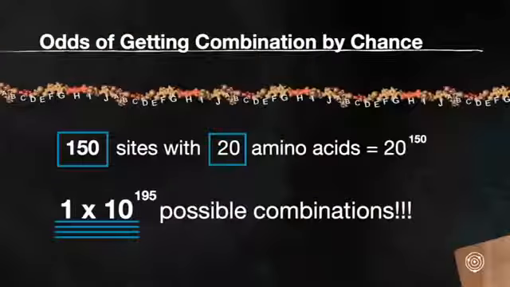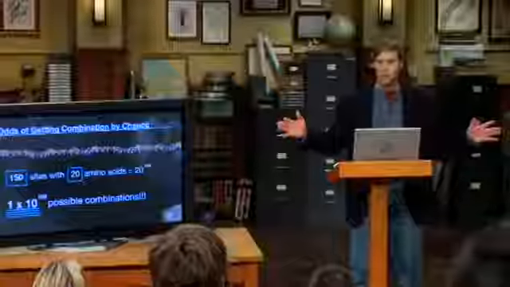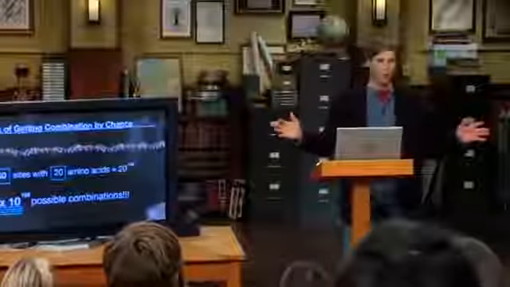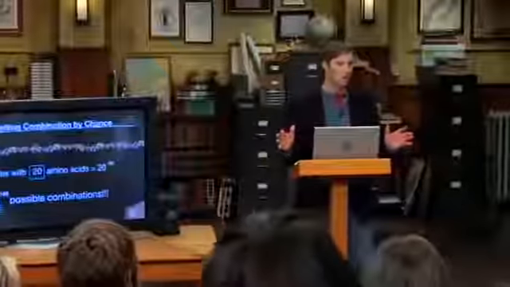We've got 150 sites with 20 possibilities at each site, 20 to the what power? 150th power. Convert that to base 10, that's 10 to the 195th power. We can't even begin to grasp how many combinations that is. Do you know there's only 10 to the 80th elementary particles, protons, neutrons, electrons, in the whole observable universe? You're getting some idea of the scope of these numbers.